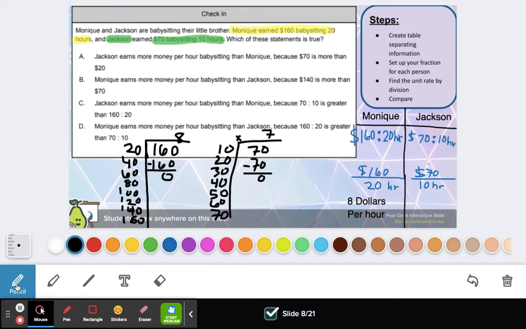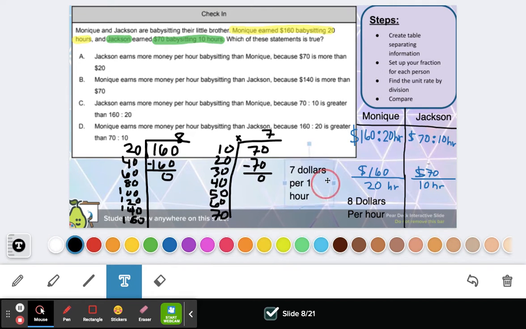Okay, so for this one, I also need to write the way that I write my rate, which, we figured out, was $7 per every 1 hour. Okay, so then let's move this over here. This is for Jackson. Oh, I didn't write that for Monique, for every 1 hour. My bad, guys. So here, for every 1 hour.